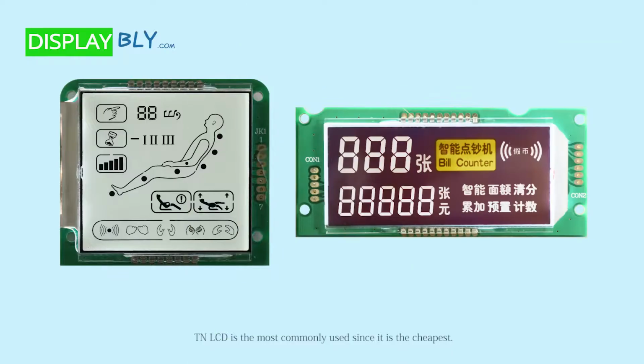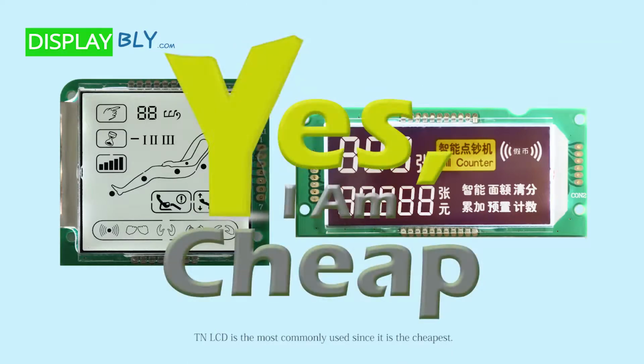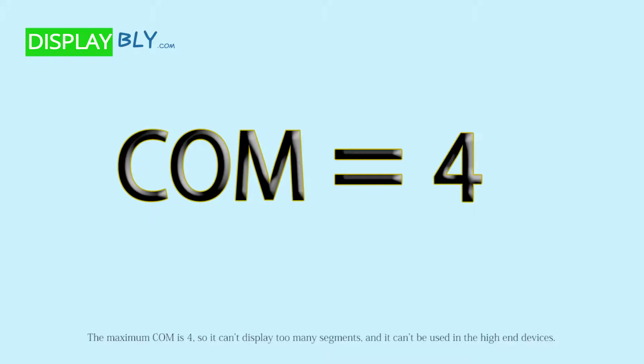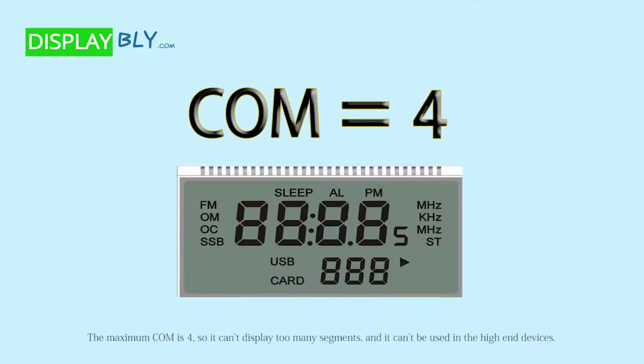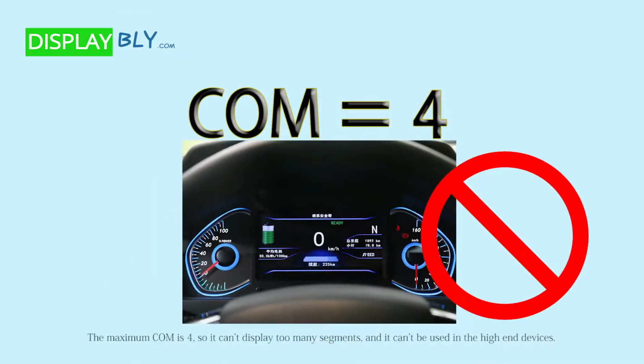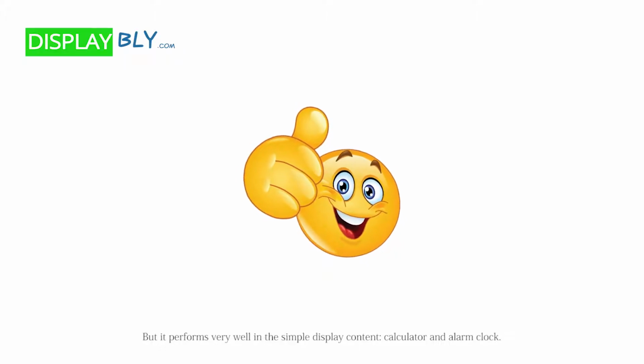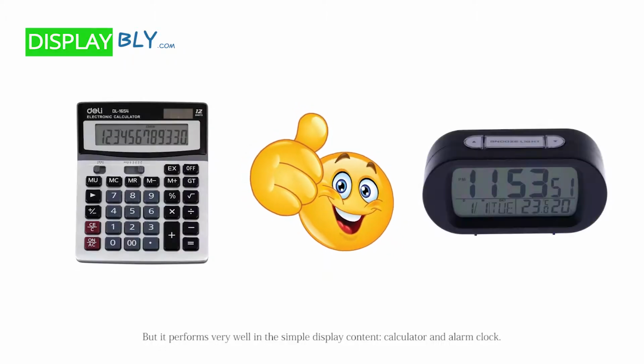TN LCD is the most commonly used since it is the cheapest. The maximum COM is 4, so it can't display too many segments, and it can't be used on the high-end devices, but it performs very well in the simple display content, calculator and alarm clock.